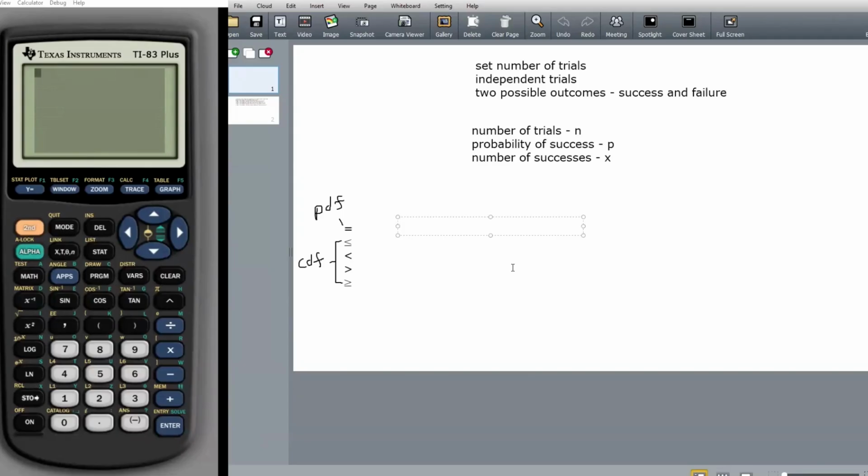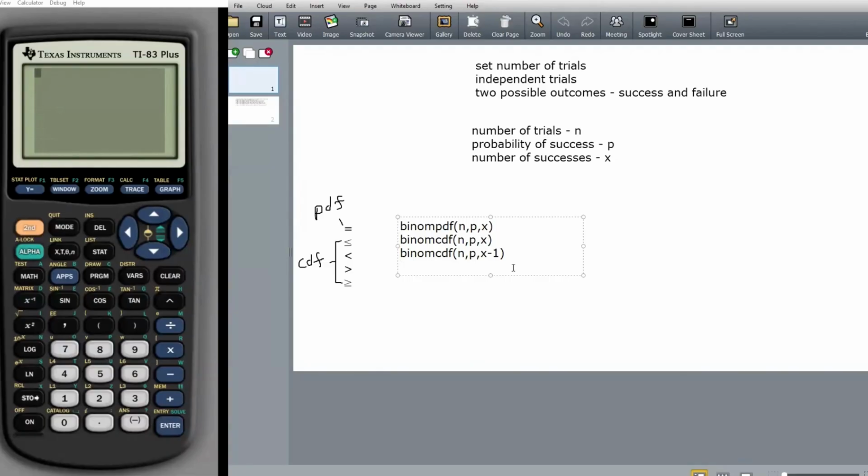For equals, I need binomial PDF, parentheses, N, P, X, close parentheses. For less than or equal to, I need binomial CDF, parentheses, N, P, X, close parentheses. For less than, I need binomial CDF, parentheses, N, P, X minus 1, because I am not including X in my calculation.